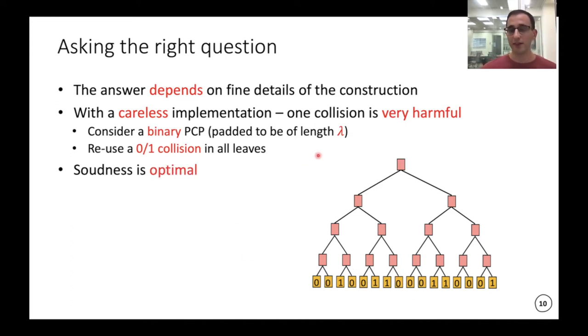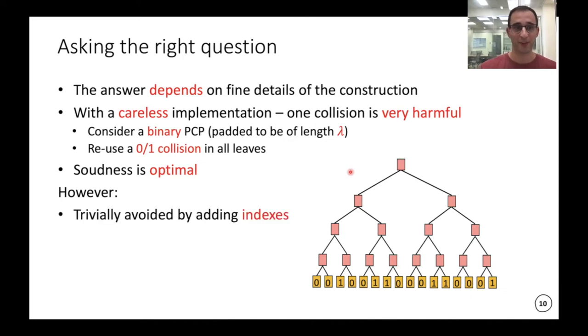So in this case, I'm almost not committed to any location of the PCP. So I can commit to something random using this collision. And then when I see the queries of the verifier, I can just open in a way that makes him accept. And if this is the case, then the soundness is actually optimal. Okay, we just have to rule this out and we have to assume that he found no collision.